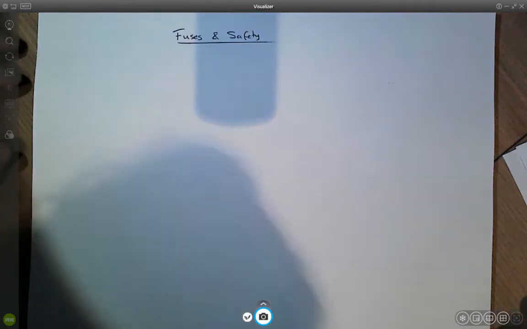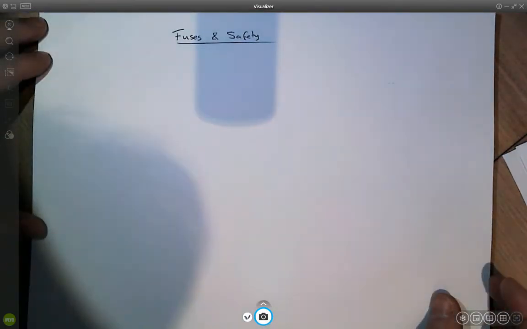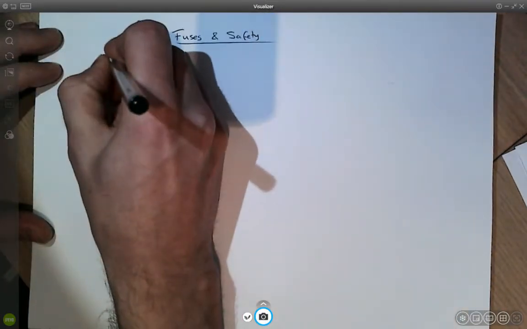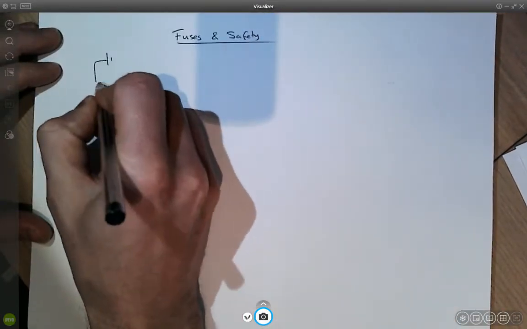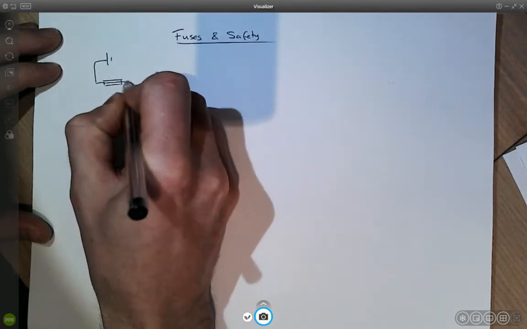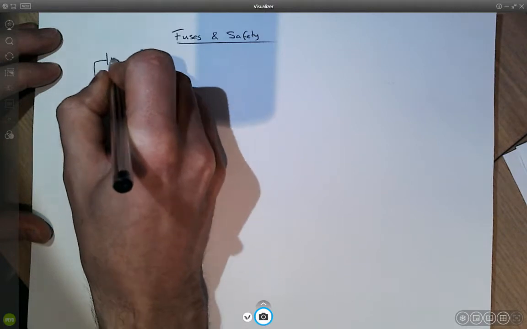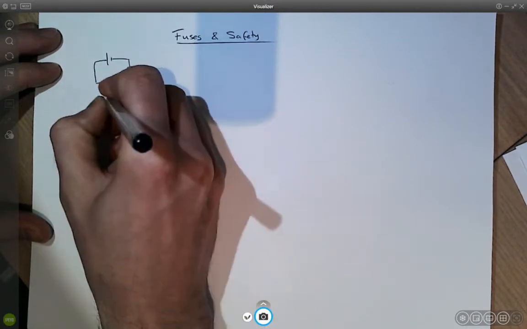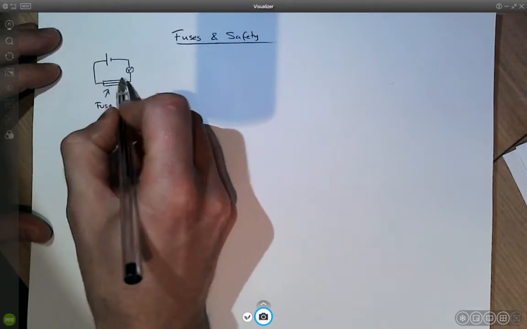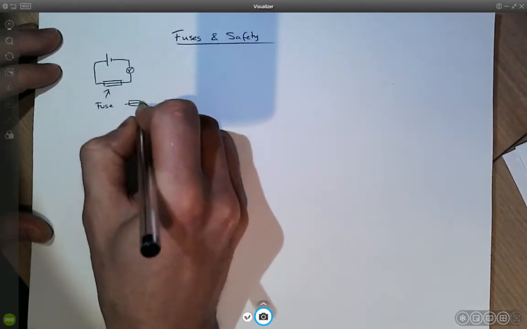In this video, we're going to look at fuses and electrical safety for GCSE science. So the first thing that students need to be able to demonstrate is that they know what the circuit symbol for a fuse is. The circuit symbol for a fuse is this here. It's a box with a line going through it. And this is often a 1-mark question on a GCSE paper.